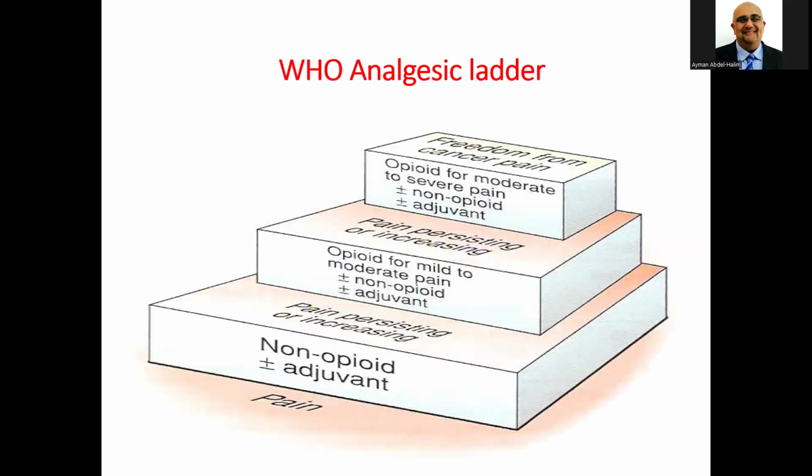In the WHO analgesic ladder, which was put forward in the 80s for basically chronic cancer pain, you'll find the non-opioid is in the 3 steps here. Step 1, step 2, and step 3. The non-opioid basically constitutes the paracetamol and the rest of the NSAIDs.